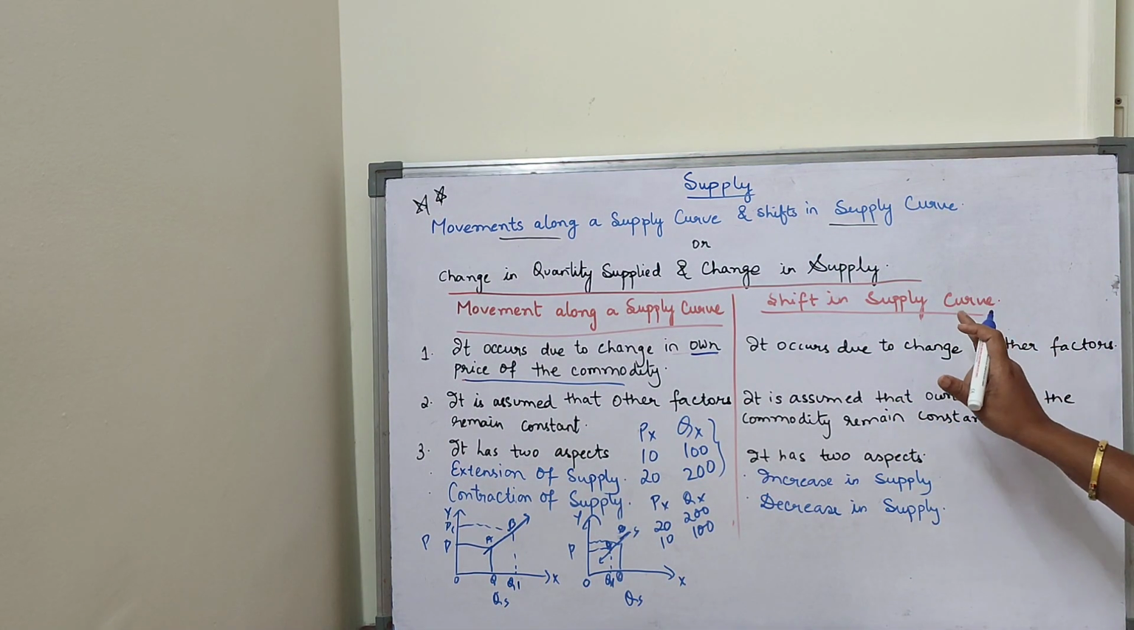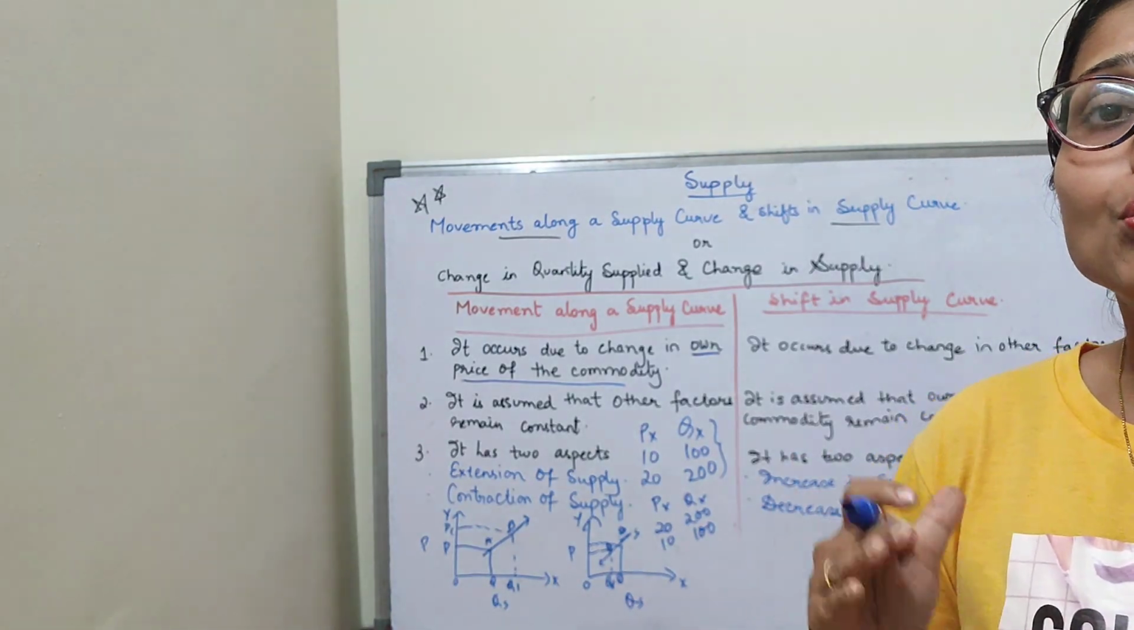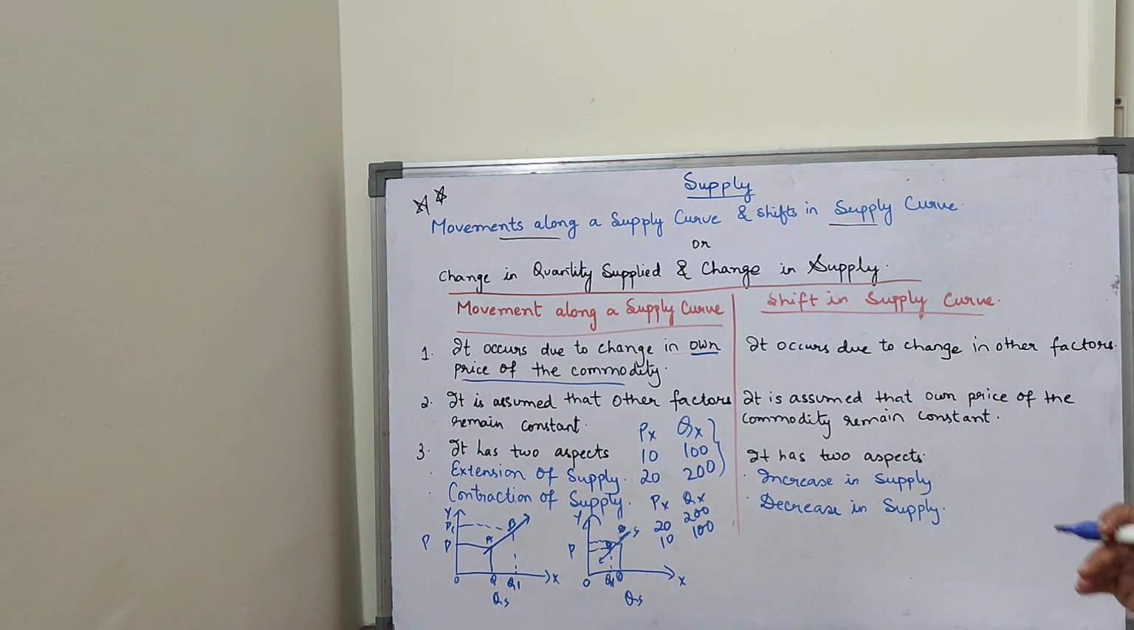Here shift in supply curve, that means that supply increases or decreases due to change in the other factors, keeping own price of the commodity constant.